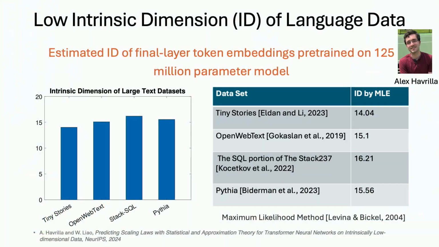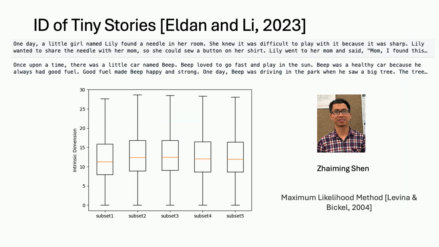Surprisingly, the intrinsic dimension for this language data is not large. It's between 14 and 20. Okay? So I'm showing here the average of the intrinsic dimension we estimated from the data sets. But in order to get this number, we need to take a lot of samples and do local intrinsic dimension estimation. So the geometric structure is actually more complicated. Zhaiming actually did a more refined study. He took Tiny Stories, so the data is pretty large.